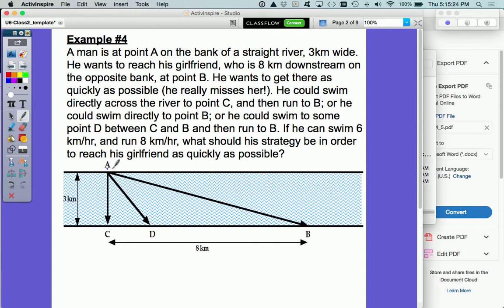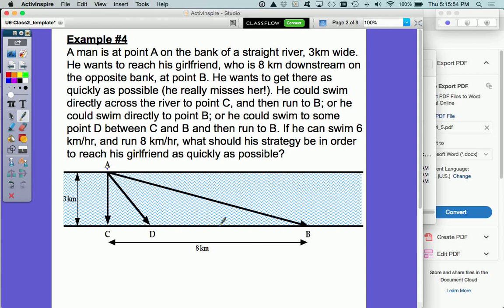That would be the shortest distance. Or he could swim the shortest amount of time in the water over to point C, and then run all the way down to point B. Or he could do somewhere in the middle, where he goes from A to some distance part way between C and B, and then run the rest of the way. And the question is, which is the best way that he should do this if he wants to get there as quickly as possible? In other words, if he wants to minimize the amount of time that he's in the water.